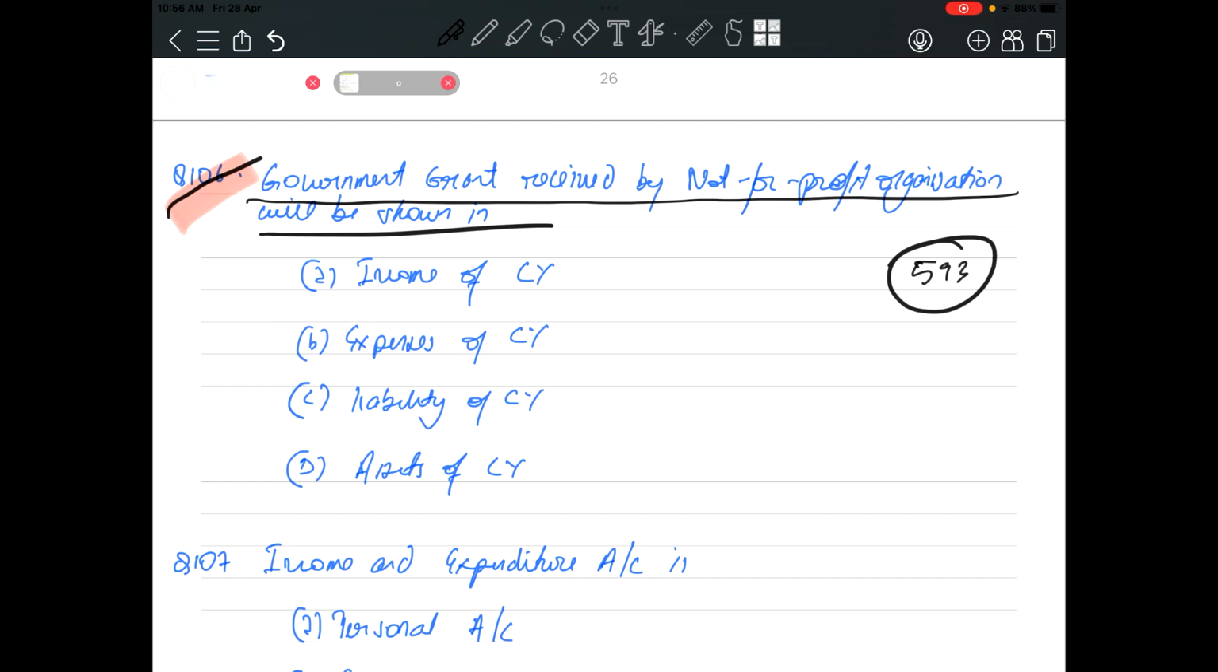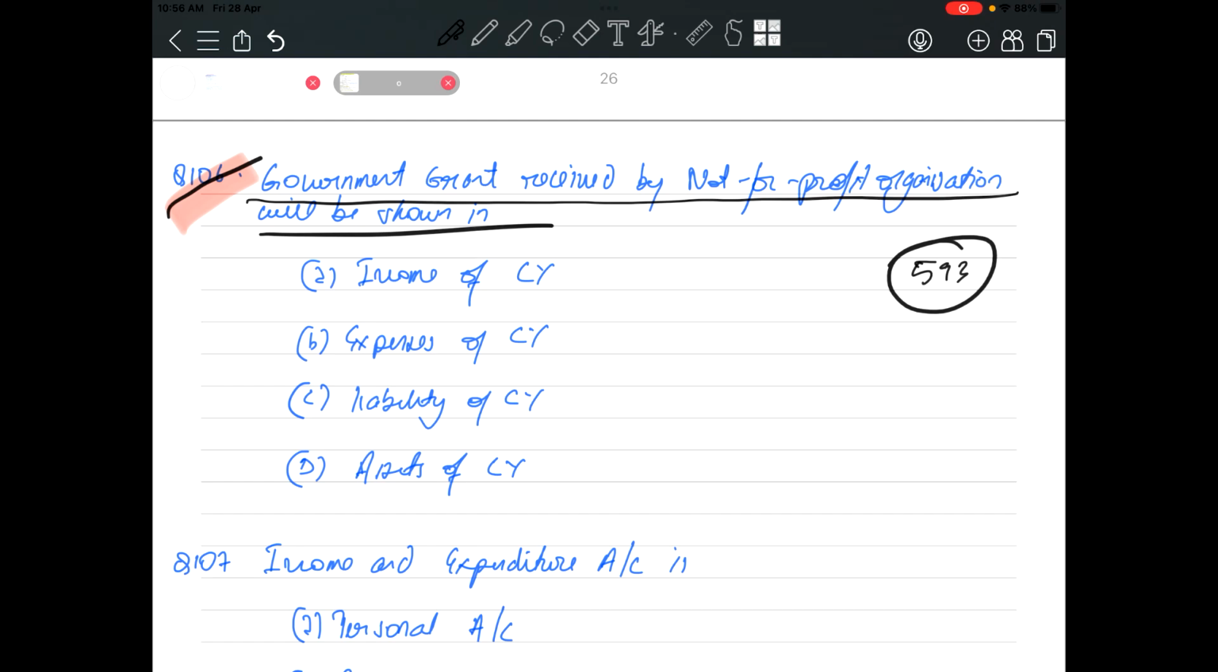Understood? Now where will this grant go? This will basically be an income of the organization, as per the requirement of the question. Now if you have received any special grant for a specific purpose, that will be treated as capital receipts. But if the question is silent, we will assume it to be a normal grant for routine expenses, for day-to-day expenses. I hope this is clear.